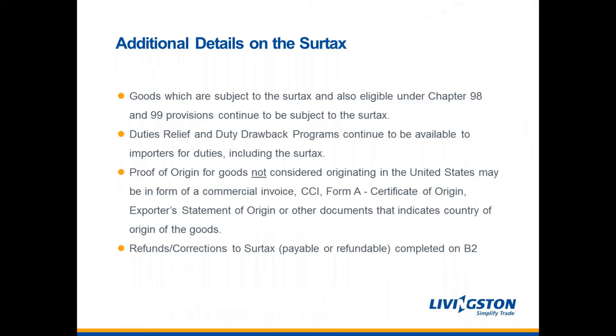So again, goods subject to surtax that are also eligible for chapters 98 and 99 provisions continue to be subject to the surtax. And what chapter 98 and 99 provisions are, these are special provisions within the customs tariff schedule that deal with special conditions, end-use provisions that if, for example, you're going to import a particular item and manufacture it into something else, under the customs schedule, depending on the circumstances and what you're importing and what you're further manufacturing, provides relief of customs duties, but it doesn't apply to the surtax.